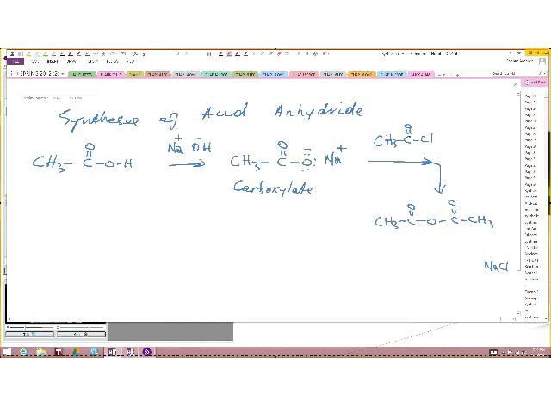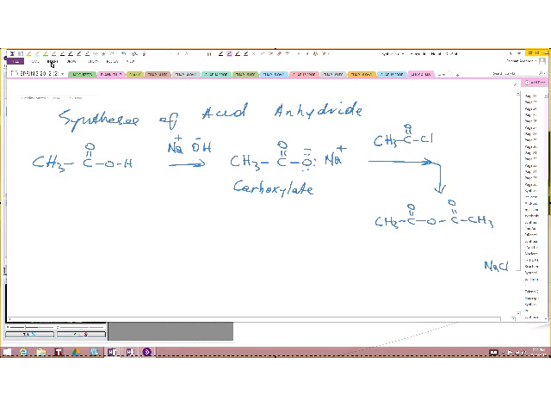And then of course the sodium chloride here. So you are going to displace the chlorine that is attached to this carbonyl. Okay, so now we get the acid chloride. Now what will be the name of this acid chloride?